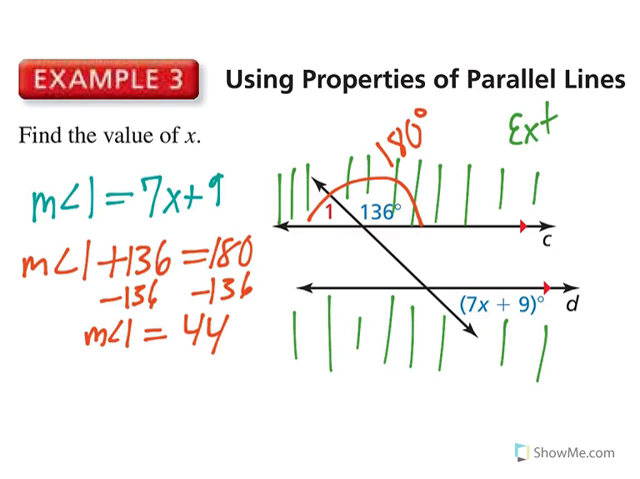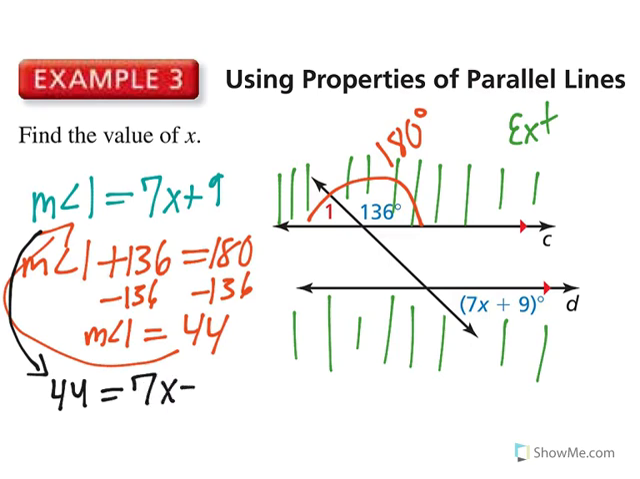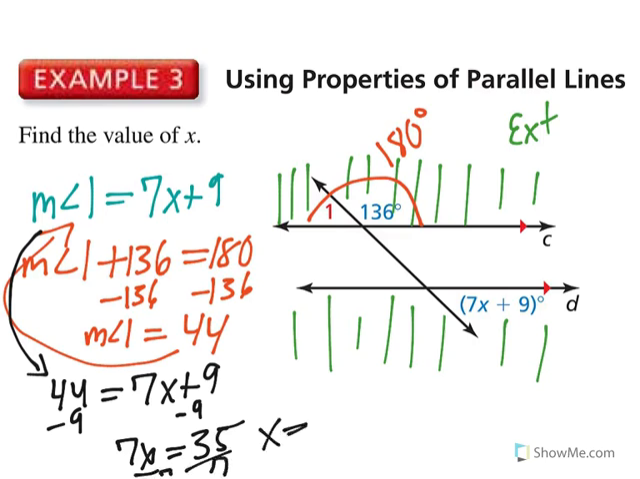So now if I have this 44, now I can substitute it in up here. So I'm going to keep writing out. So instead of measure of angle 1, I'm going to now take this down. So I'm going to write 44 is equal to 7x plus 9. I just need to solve. This is our algebra. So subtract 9 from both sides. I get that 7x is equal to 35. Get x by itself, so I divide by 7 on both sides. So I get that x is equal to 5. I was told to find the value of x. That's what we've done. So we're finished.